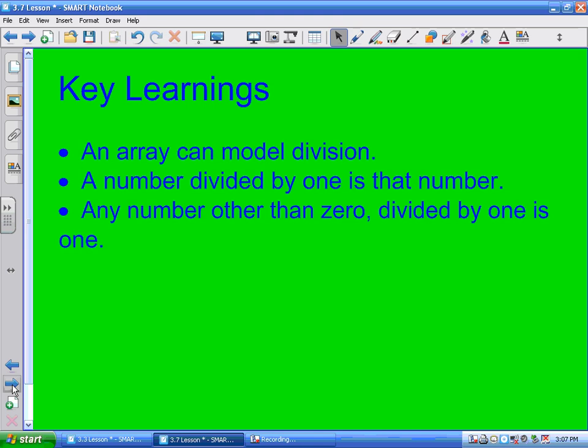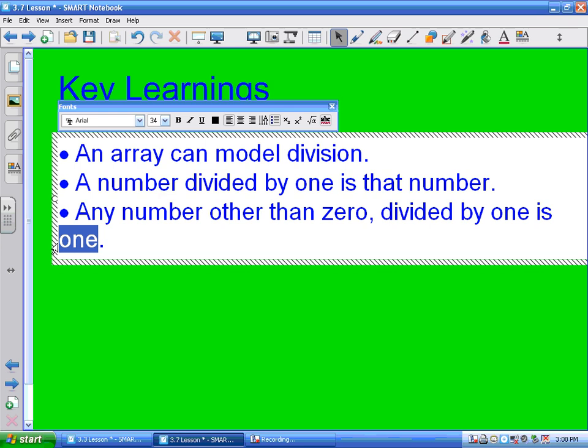The second thing we have to get you to learn is that any number divided by 1 is that number. And thirdly, any number other than 0 divided by itself is 1. That's making sense. This should be a 0 here. That's okay, it's a typo. People make mistakes. There we go. Alright, that makes sense.